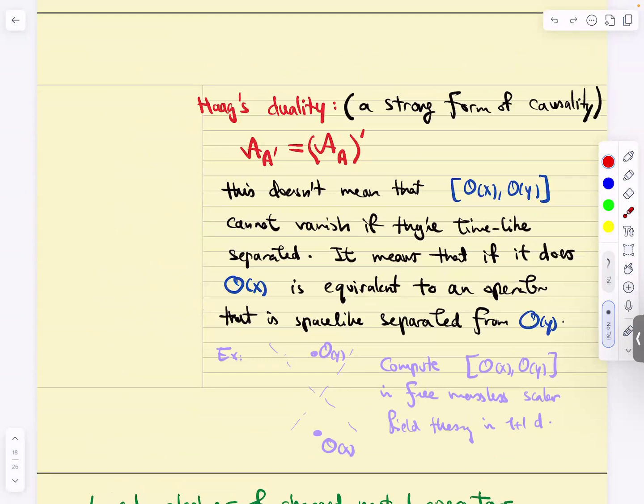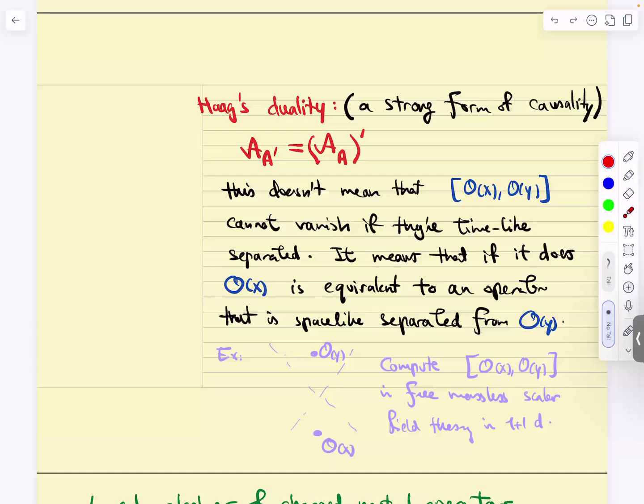But here's a warning. This does not mean the following: that if two operators commute, this is inside A prime. It means that if there's an operator that commutes with everything in this algebra, it could be equivalently represented here, but it need not be literally there. This is a subtle thing. For example, if you're curious, just work this example.